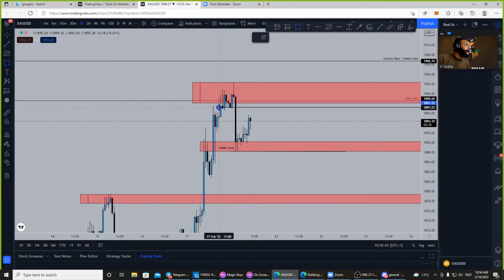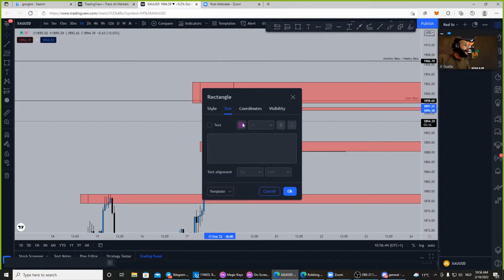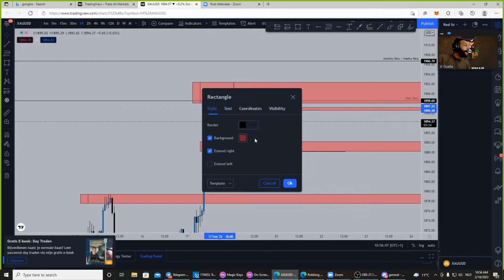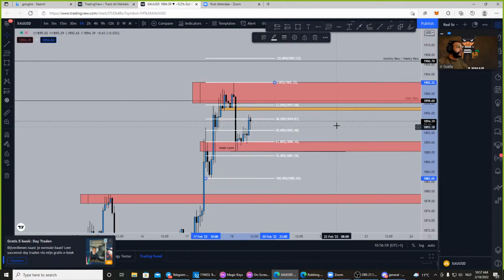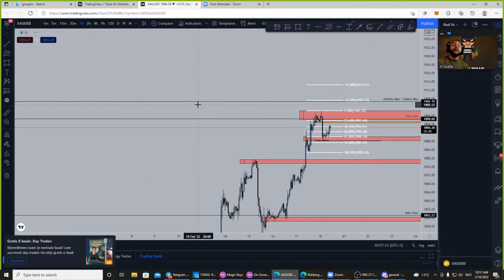Now I do see this as well. I kind of like it, so settings, style, and let's make that orange. Oranges are my 1 hour structures, right? So now the perfect idea. Yes, he came into the 61 area, respected his resistance, now turned support, and should make its way back up to these highs, probably even higher. So let's just be very patient today.